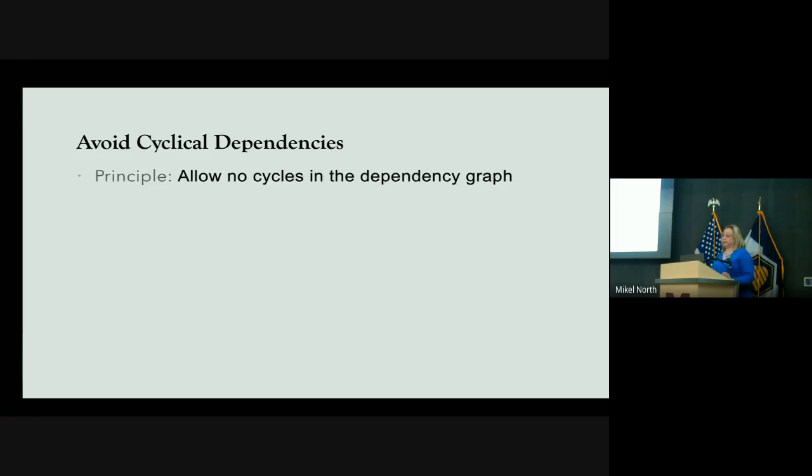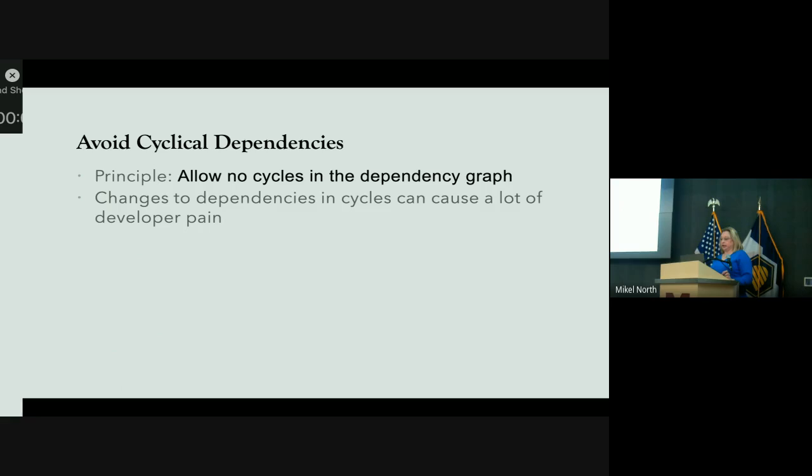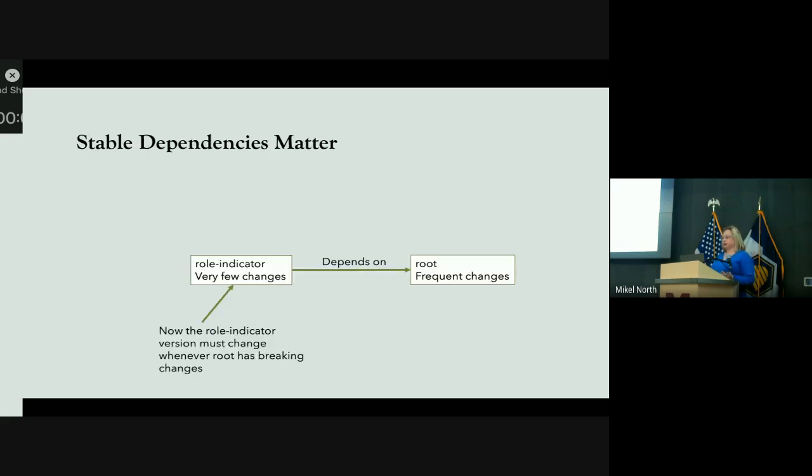Avoid cyclical dependencies. Allow no cycles in the dependency graph. Changes to the dependencies in a cycle cause a lot of developer pain, and the larger the cycle, the longer it takes to make a breaking change when you have to make one. And so breaking the cycle to stop the madness requires a lot of thought and discipline, but it's worth it.